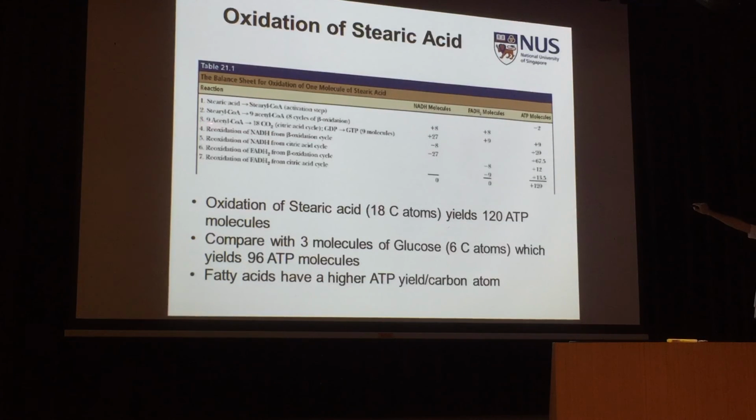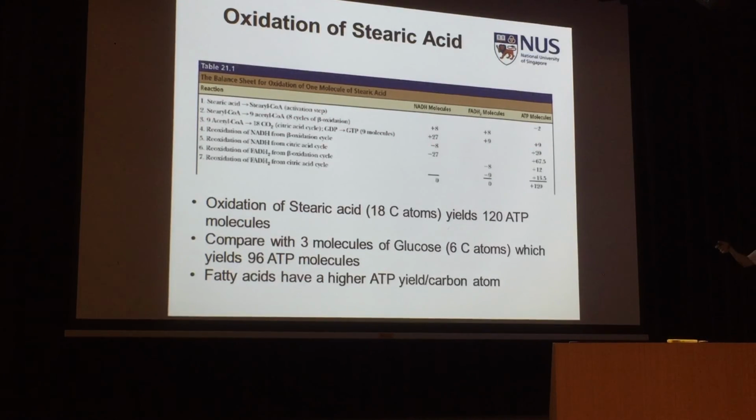And then the acetyl-CoA will go through the citric acid cycle to give you 27 NADH over here, because each cycle of the citric acid cycle will give you 3 NADH. So 3 times 9 will give you 27. And we have 1 FADH2 from the cycle, so 1 times 9 will give you plus 9. Plus substrate level phosphorylation, which is 1 molecule per cycle, so 1 times 9.